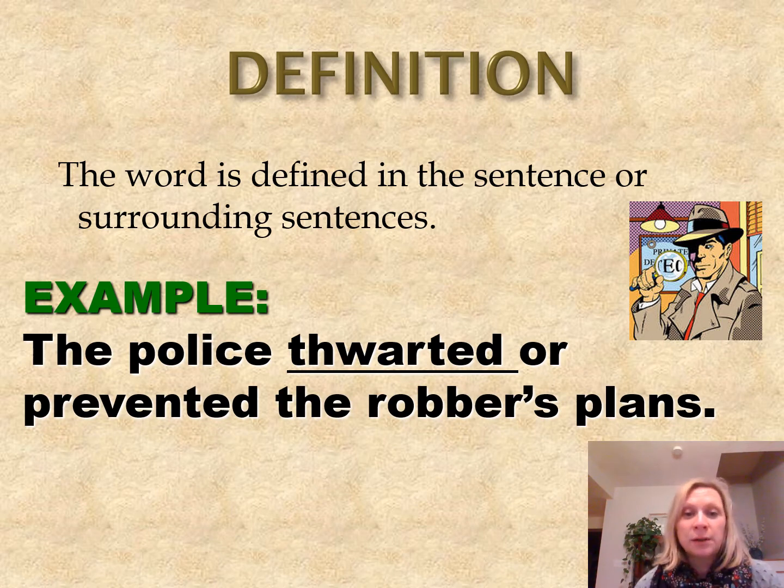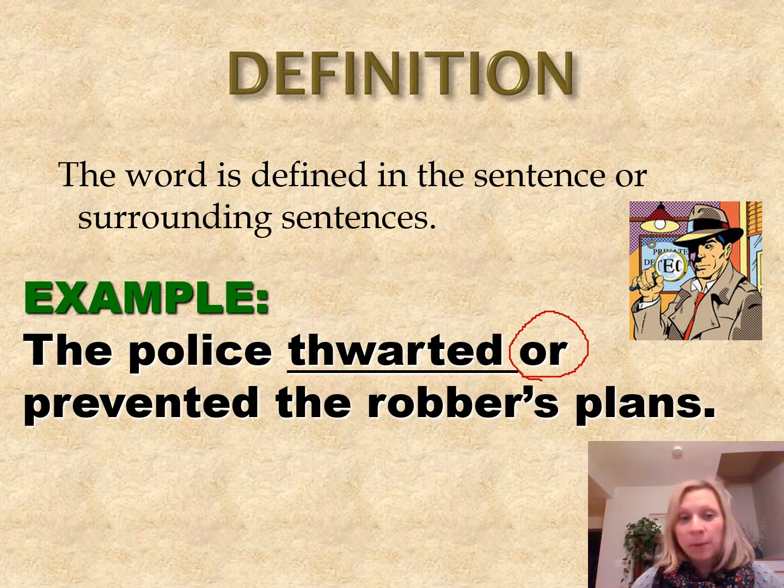This is when the word is defined in the sentence or surrounding sentences. So let's look at this example. It says, the police thwarted or prevented the robbers' plans. This word right here, or, is really important. It usually tells you that the definition of the word is coming up.